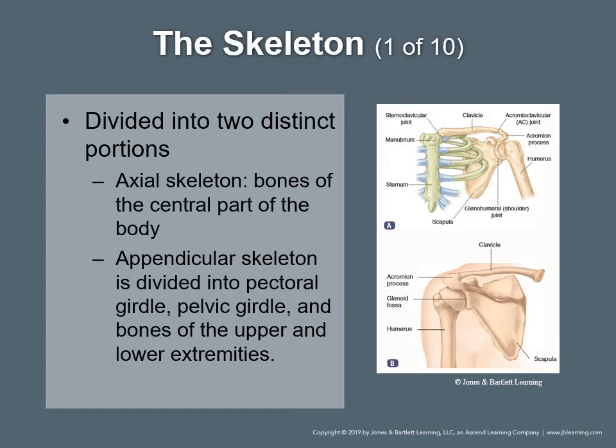The skeleton. This protects our vital internal organs and allows us to move. It is made up of approximately 206 bones. It's divided into two distinct portions, the axial skeleton and the appendicular skeleton. The axial skeleton comprises the bones of the central part or axis of the body. The appendicular skeleton is divided into the pectoral girdle, the pelvic girdle, and the bones of the upper and lower extremities. The pectoral girdle consists of two scapula and two clavicles.